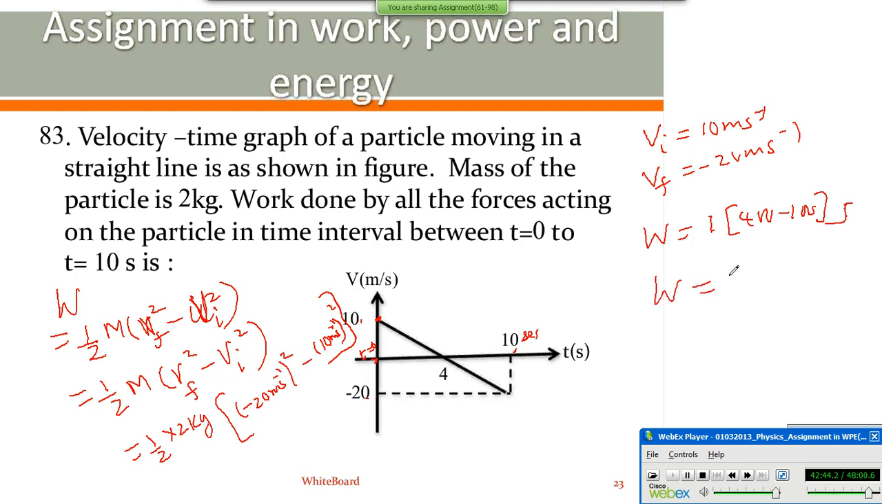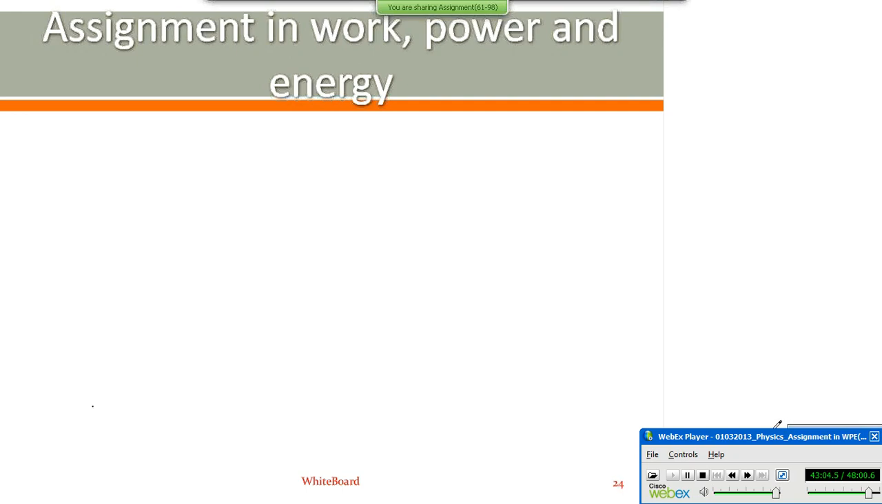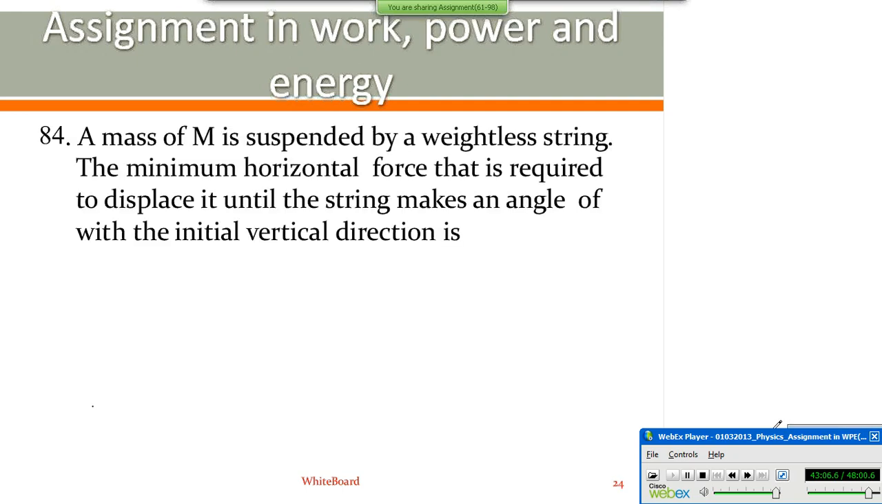So total work done by all the forces acting on the particle will be 300 joules. So the answer is 300 joules. So for question number 83, the first option is the answer. Next is question number 84.